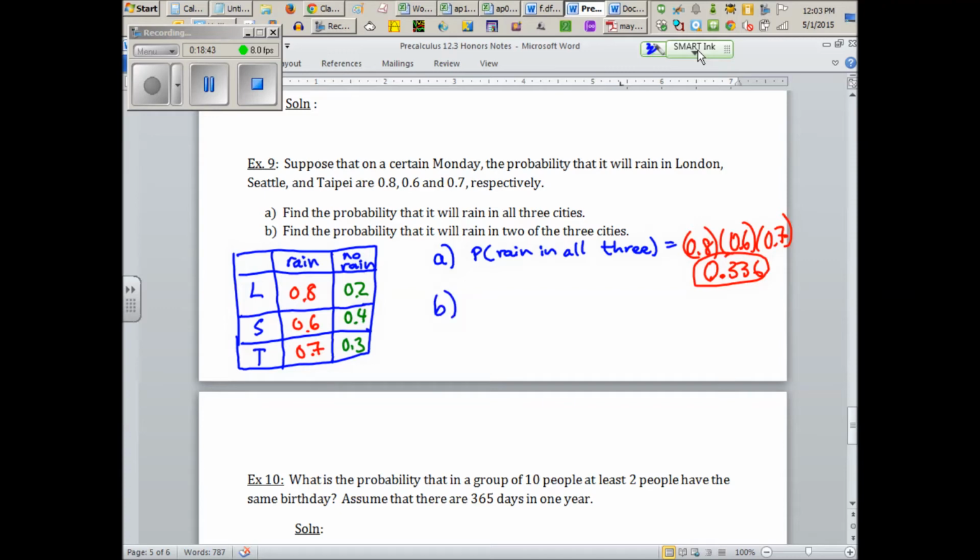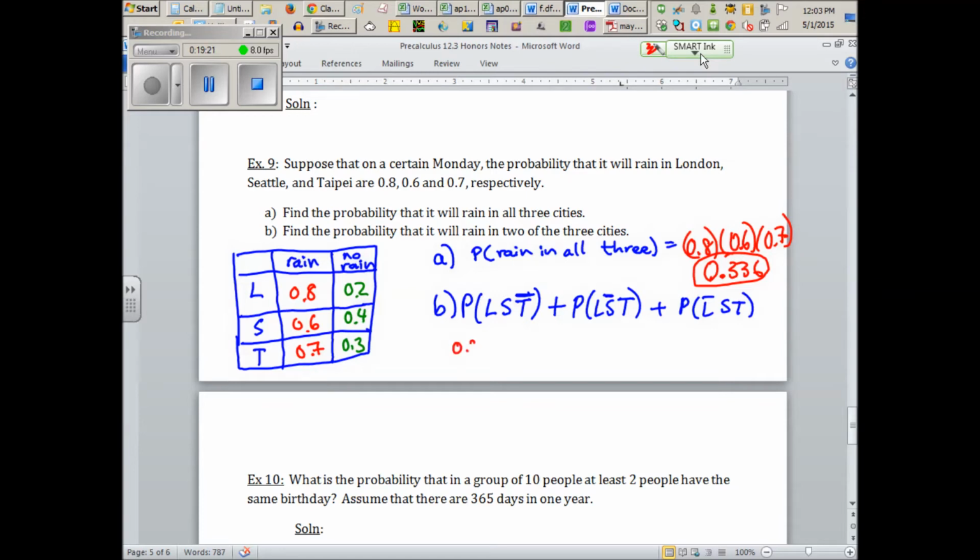The next one says probability that it will rain in 2 of the 3 cities. Well, they didn't really tell us which cities. So it could be London and Seattle, not Taipei, you see. Or it could be London and Taipei, not Seattle. Or it could be not London and it's Seattle and Taipei that's raining, you see. So each of these would be found by multiplication. So you would just basically do this.